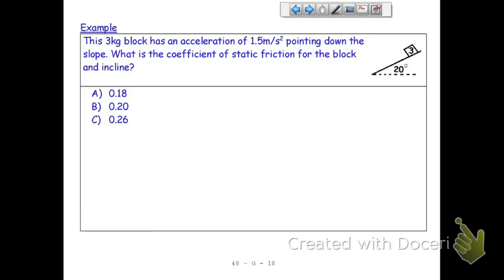A 3 kilogram block accelerates at 1.5 meters per second squared down a slope. This thing is accelerating going down the slope. What is the coefficient of static friction? Oh, it shouldn't be static friction. Coefficient of kinetic friction for the block and the incline.